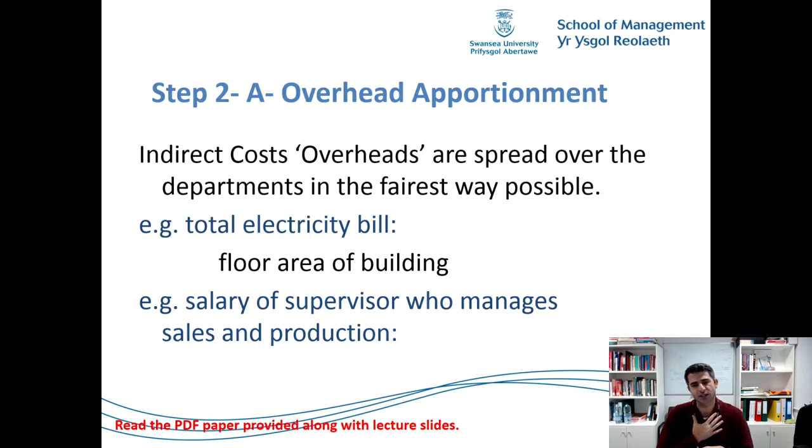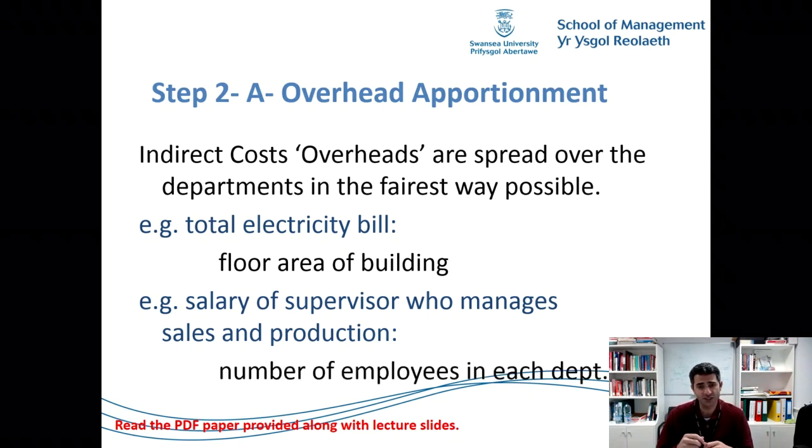Now if, for instance, I manage two departments, the sales department and the production department, myself, and I get paid £100,000 in a year, agree? So what is fair? Would the sales department pay £50,000 and the production department pay £50,000 towards my salary? Again, it's not fair. Why? Because you need to find a basis. One of the bases could be the number of employees in each department.